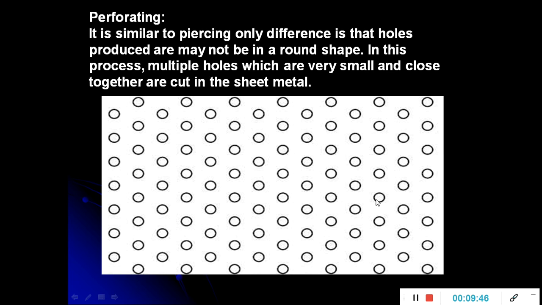A large number of holes are going to be produced in a sheet. The removed part is the waste, and the holes produced in a sheet closely near to each other are known as the required part. It is known as perforating.